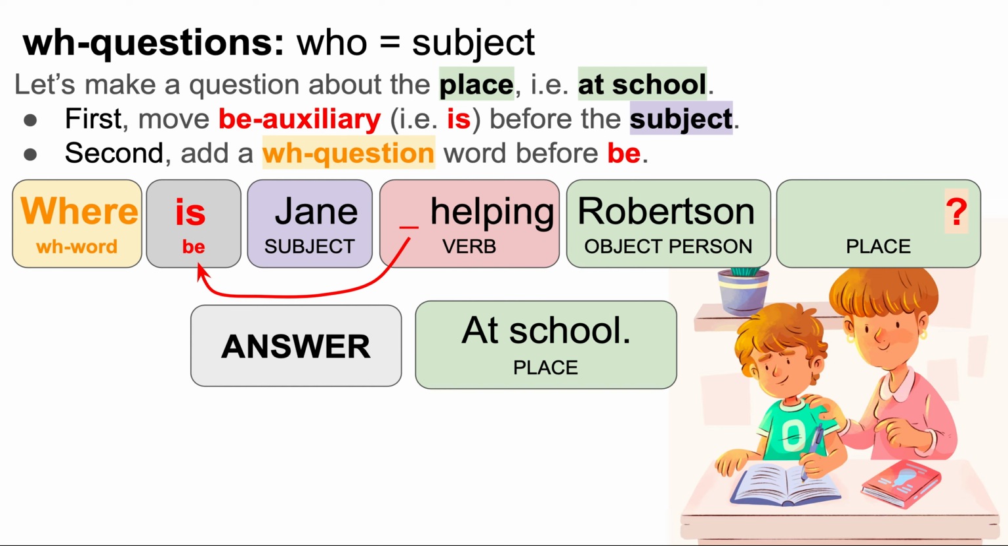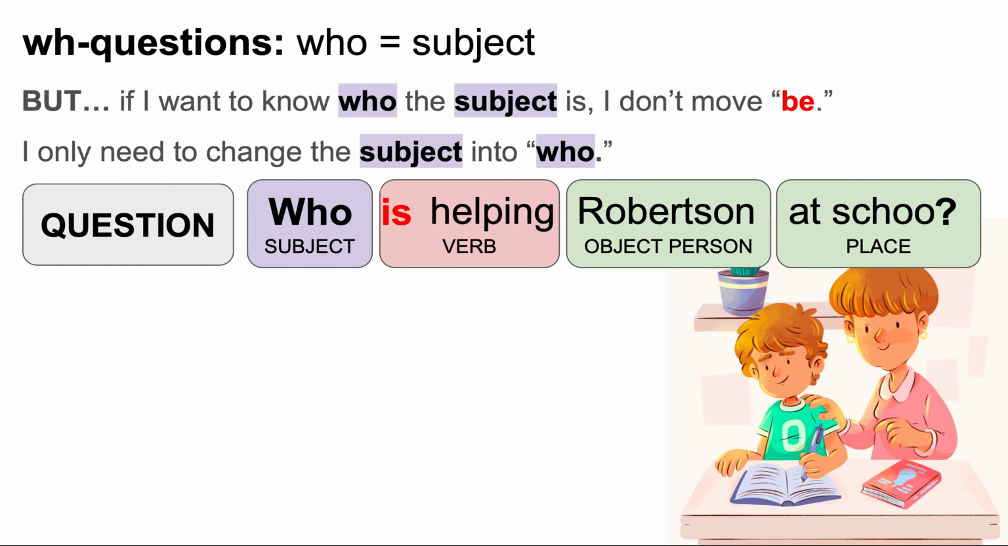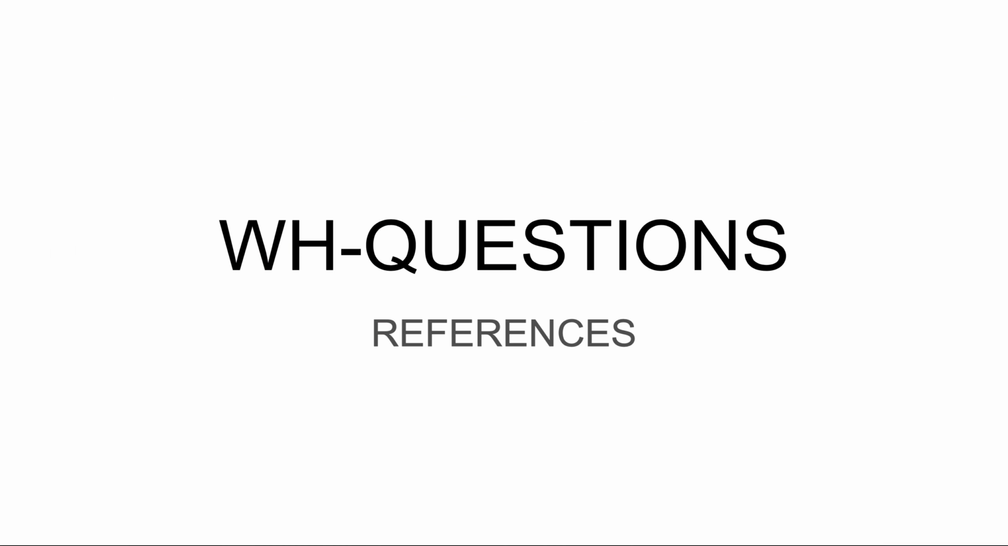Answer: at school. Lastly, if I don't know the subject, I don't need to move be. Instead, in the subject position, I just add who. Who is helping Robertson? And be never moves. So question: who is helping Robertson? Answer: Jane is.